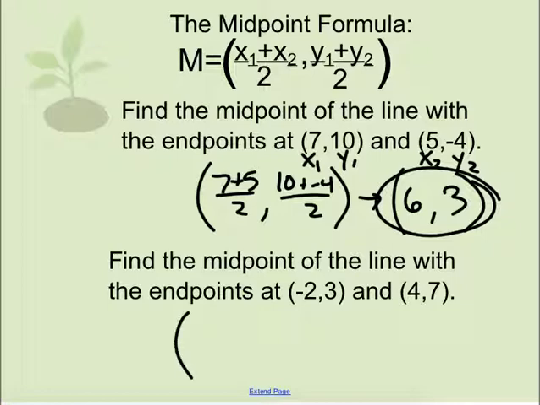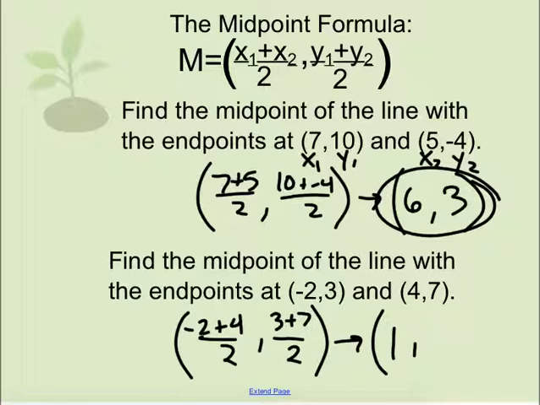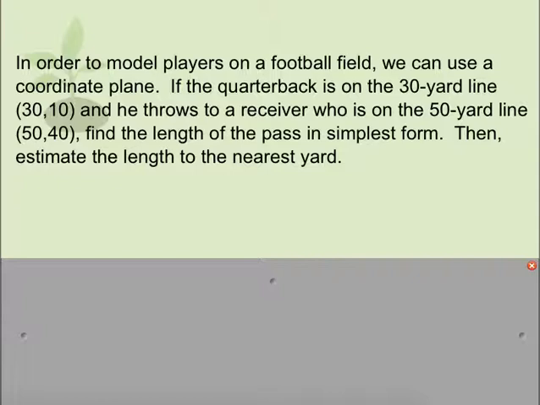Okay, a couple more. We're going to do negative 2 plus 4 divided by 2, and 3 plus 7 divided by 2. We end up with 2 divided by 2, which is 1, and 10 divided by 2, which is 5. So our midpoint is 1, 5. Alright, so we can do this in certain contexts as well.